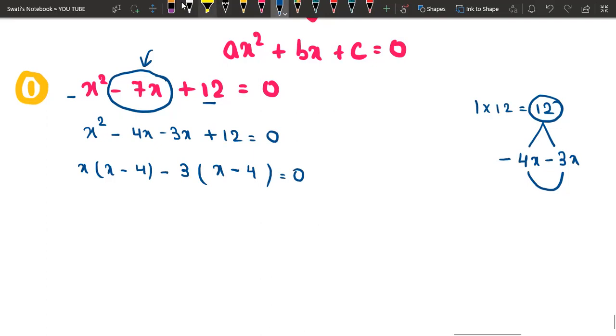Now you can see here that x minus 4 and here x minus 4 is there. So this x minus 4 I'll take common. Once I take this x minus 4 common, I'm left with this x and then minus 3.